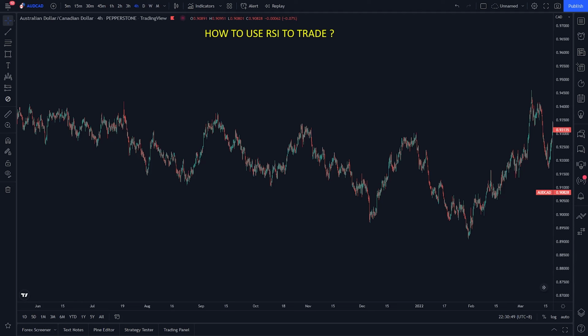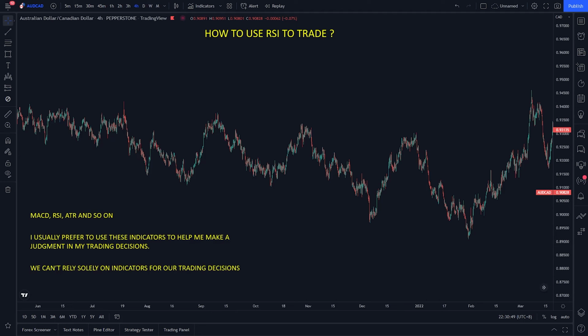Because I mention different indicators a lot of times in my videos, such as MACD, RSI, ATR and so on, I usually prefer to use these indicators to help me make a judgment in my trading decisions. But keep in mind, we can't rely solely on indicators for our trading decisions.